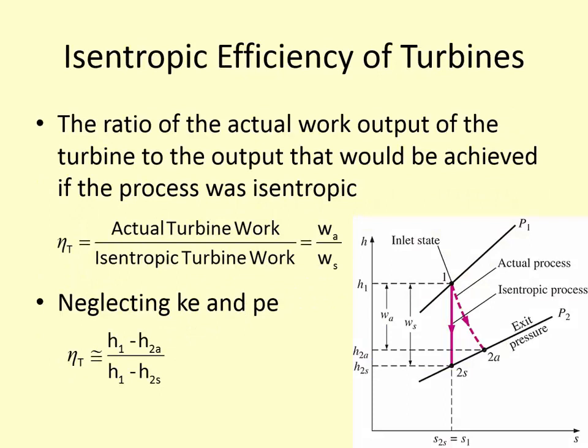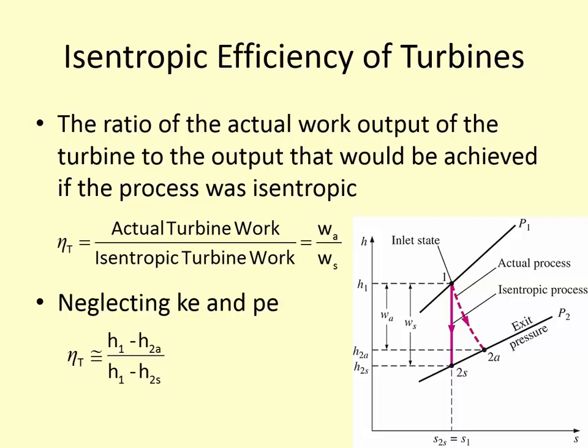So let's look at a bunch of steady flow engineering devices. First, we'll look at turbines. The isentropic efficiency is the ratio of the actual work output to the work that would be achieved if the process was isentropic. Okay, so it's actual turbine work divided by the isentropic turbine work.